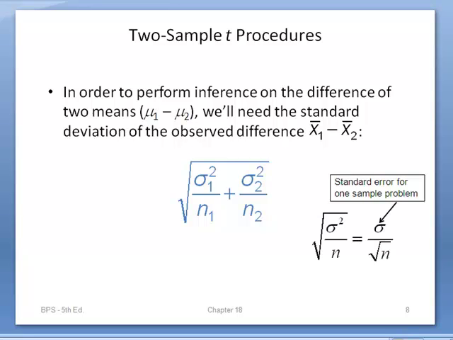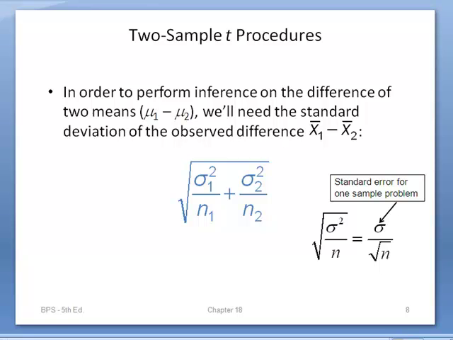And let me show you what I mean by that. Now take a look at the bottom right corner. We know that the standard error for a one-sample problem back in Chapter 11 was sigma over the square root of n. But that really could come from the square root of sigma squared divided by n. Because as we know in math, with the square root, we take the square root of the numerator and the square root of the denominator, and that would equal sigma over the square root of n.